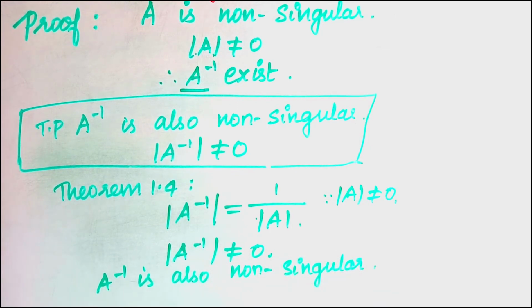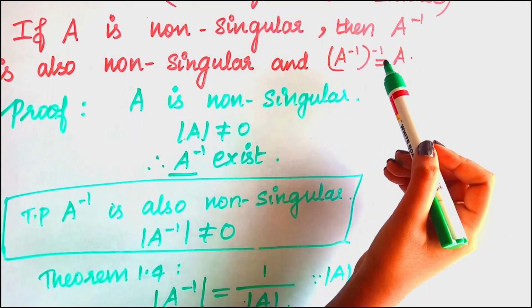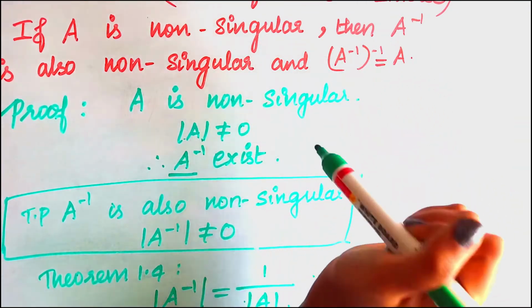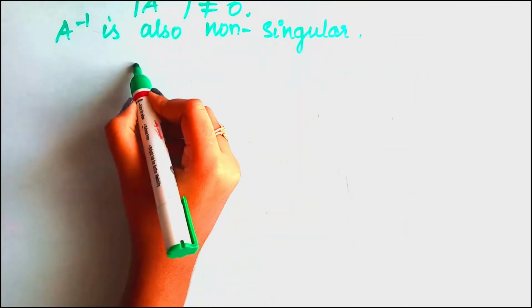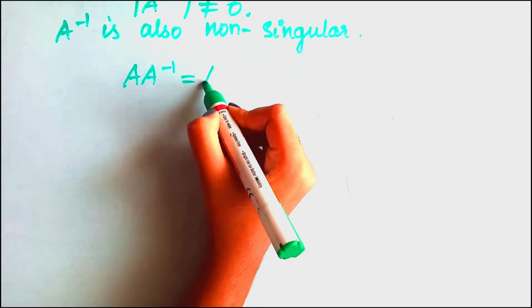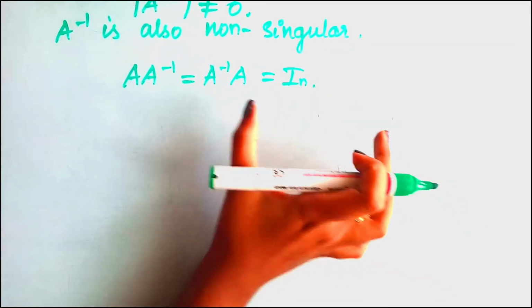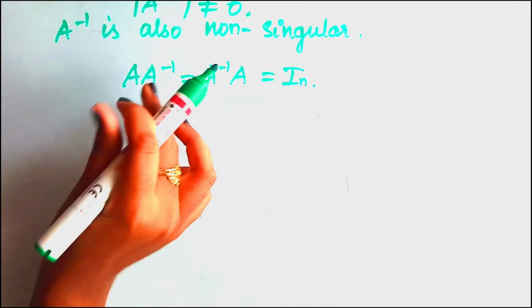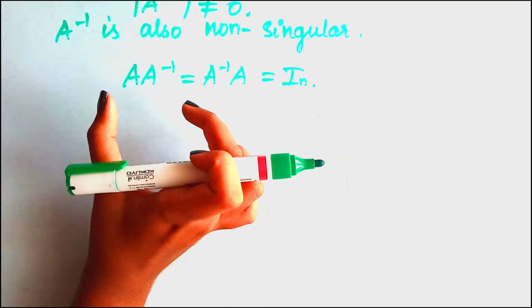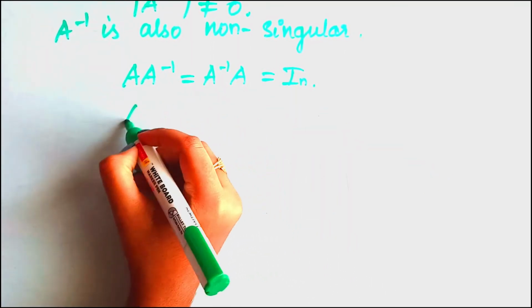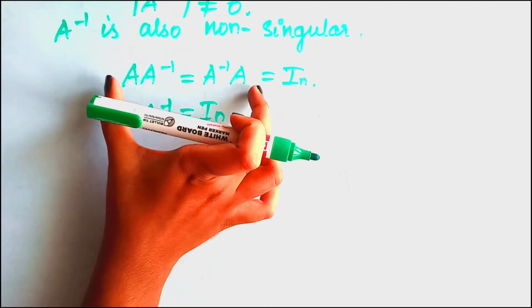And the second thing you have to prove is that A inverse, the whole inverse, is equal to A. So we have to prove this. First let's write the formula of A inverse, which will be A into A inverse is equal to A inverse into A is equal to I. So this is the formula, and these both terms are equal, just the terms are reversed. So I'm picking just one term from here, which is A into A inverse is equal to In.